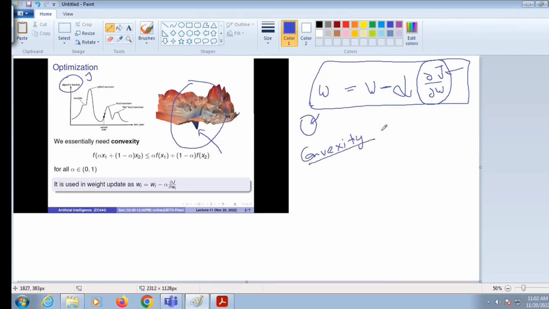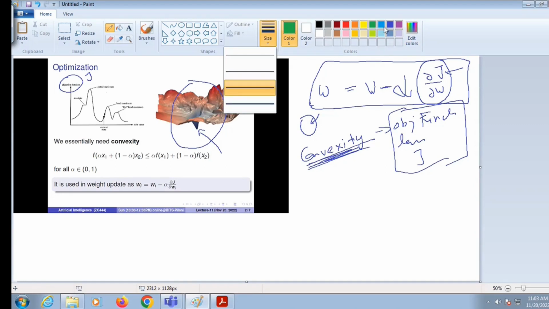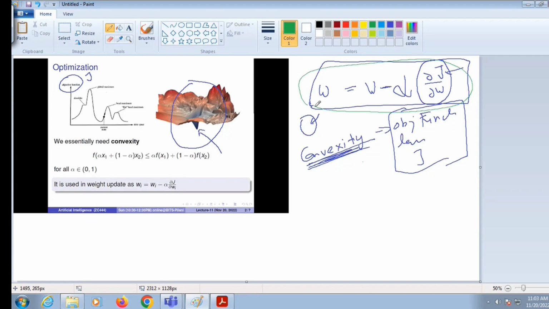Who should have this property? The objective function, loss function, or J, same thing. They have the property called convexity. If this particular function has the property called convexity, then we are in good shape. What do I mean by this? I mean that we are not coming here. We are in good shape means that we can apply this particular formulation to find the right parameter.